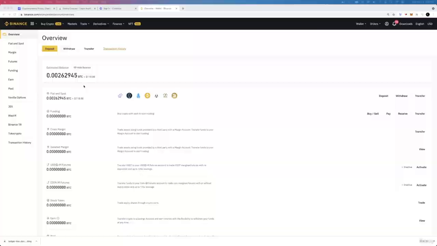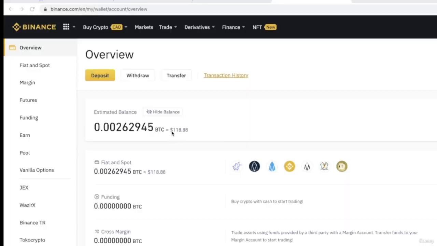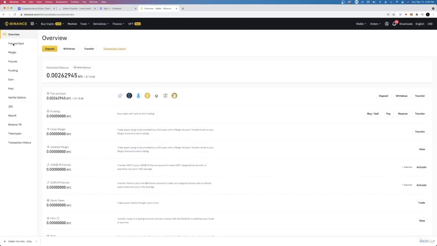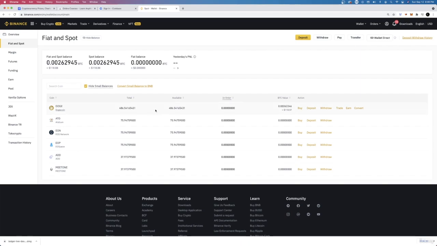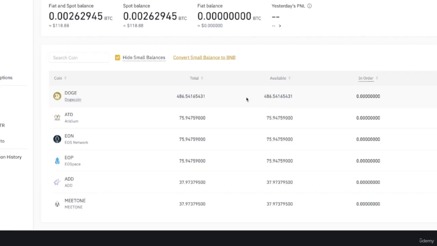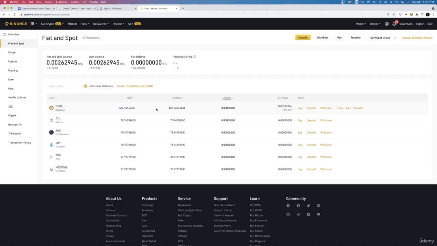So right here, we just have a little bit of crypto. We've got an equivalent of 0.0026 Bitcoin. So it's about $118. So if we go to our fiat and spot, so if we look here, we have 486 available Doge. And what we're going to do is trade it. So I just sent some Doge here.